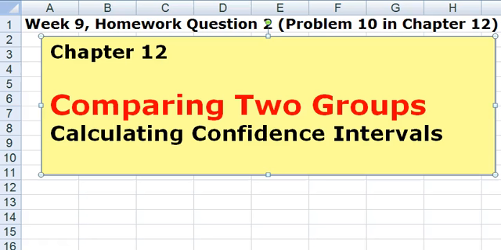I'm going to show you how to solve homework question 2 from week 9. Homework question 2 is actually similar to problem 10 in chapter 12. And in chapter 12 we're discussing comparing two groups. And for homework question 2 we are going to learn how to calculate confidence intervals.